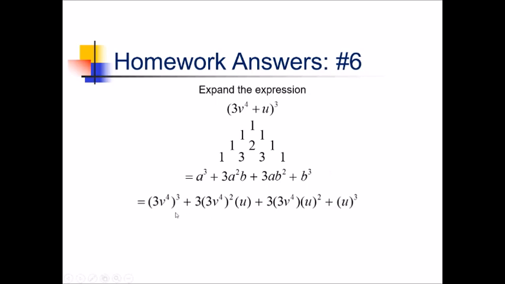Simplifying a bit, let's see here. We've got 3 to the 3, which is 27, and we have to multiply these exponents, so that's 27v to the 12th. Next, let's do the square first here. So we've got 3 squared is 9, and this v to the 4th, we have 4 times 2 giving us an 8. So this is 3 times 9v to the 8th, so 27v to the 8th times u.